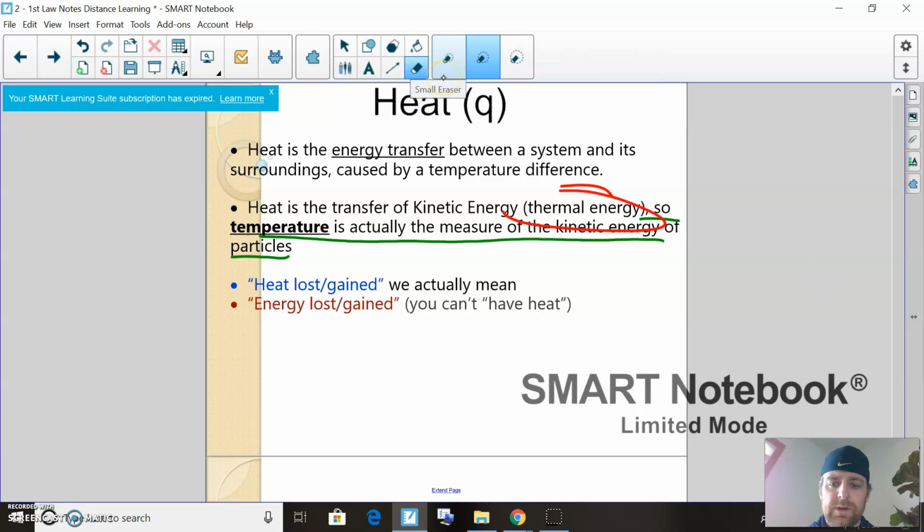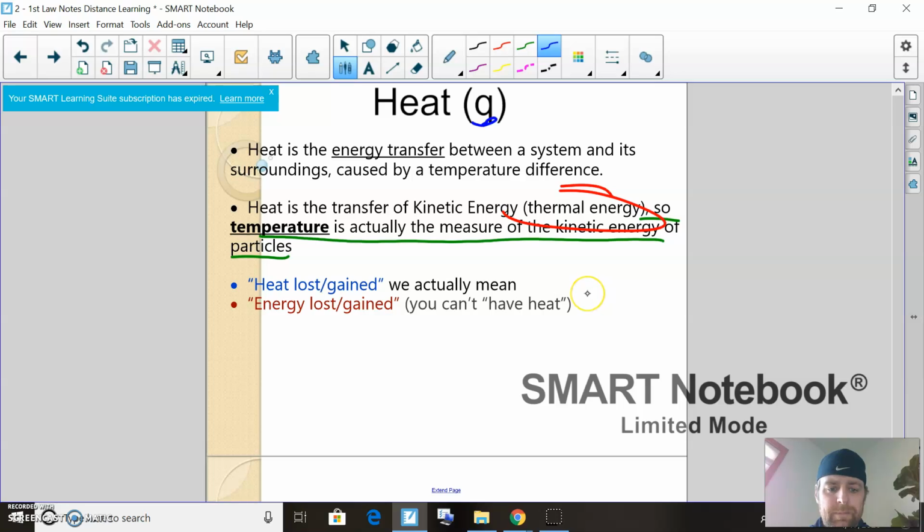Heat is Q, okay? It's the energy transfer between a system and its surroundings caused by a temperature difference. So internal energy is U, Q is heat. And when we say heat lost or heat gained, we actually mean energy is lost and energy is gained. So we use that a little bit loosely. You really don't have heat. Energy creates heat. Okay, so that's the definition of that.